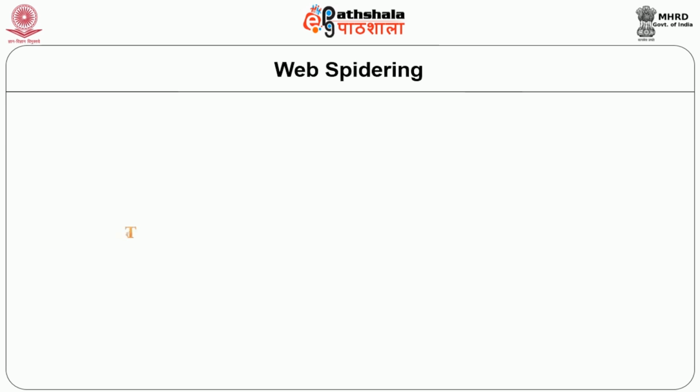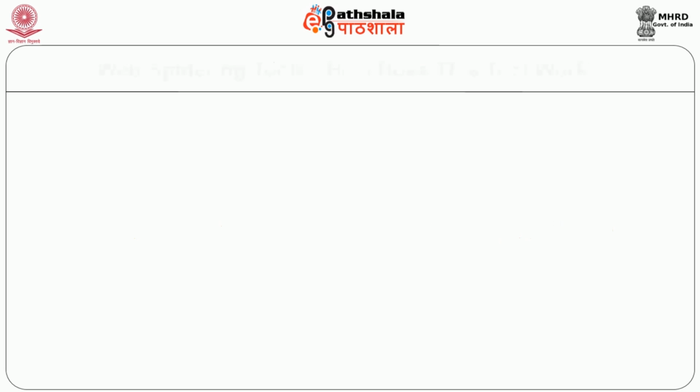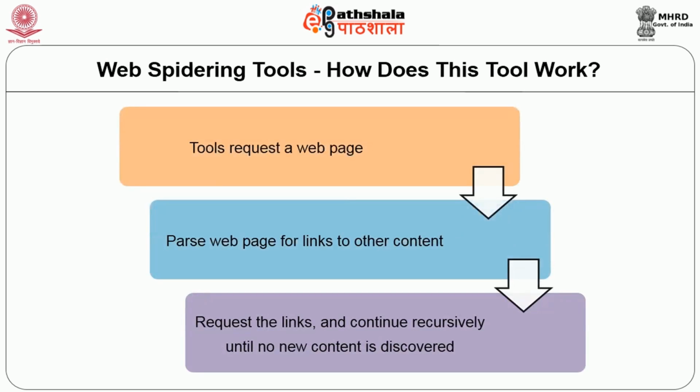First is web spidering, in which various tools can perform automated spidering of websites. These tools work by requesting a web page, parsing it for links to other contents, requesting these links, and continuing recursively until no more unbrowsed content is found.